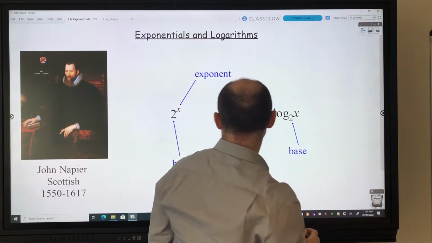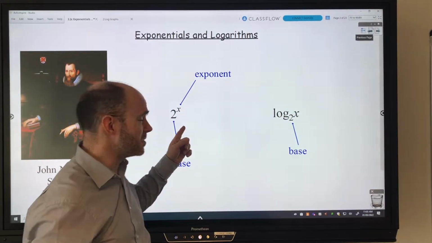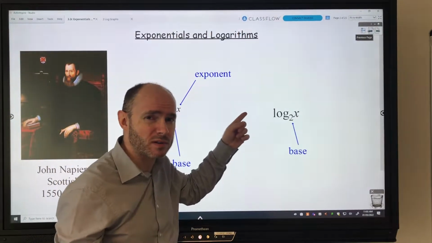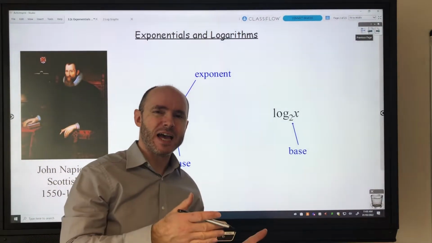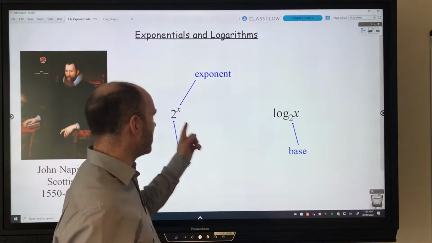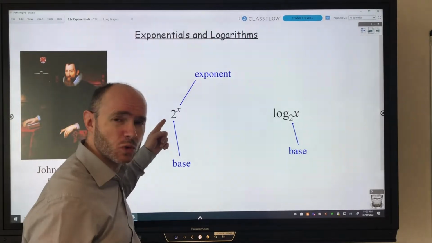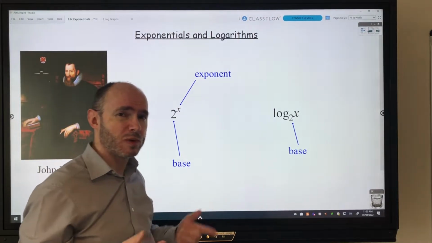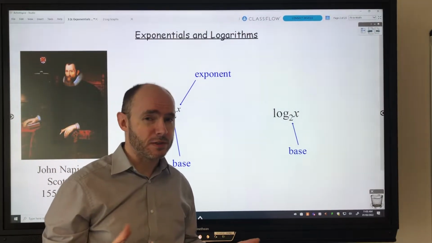Now, we need to know what the key terms are. We call this a power, or an index, or an exponent, okay? Any of those will do, but because it's exponentials and logarithms, I'm going to call that the exponent, okay? This 2 is the base number. That's important, okay? Because when you're taking logarithms, you can use different bases.